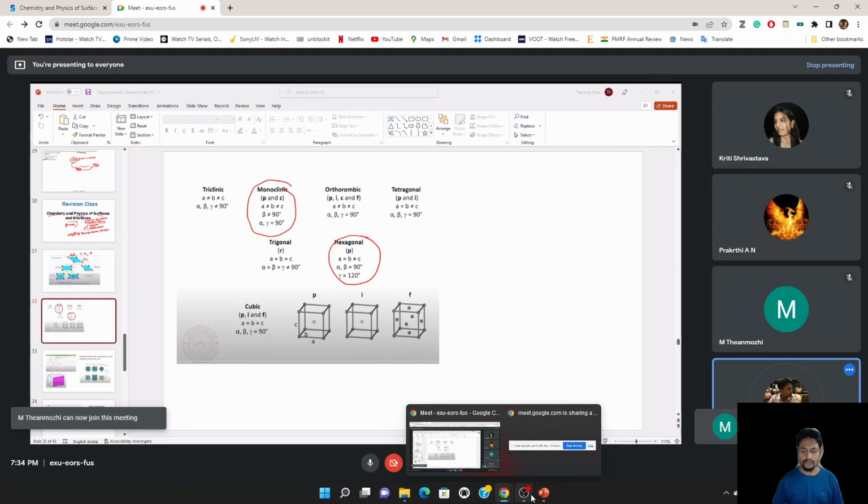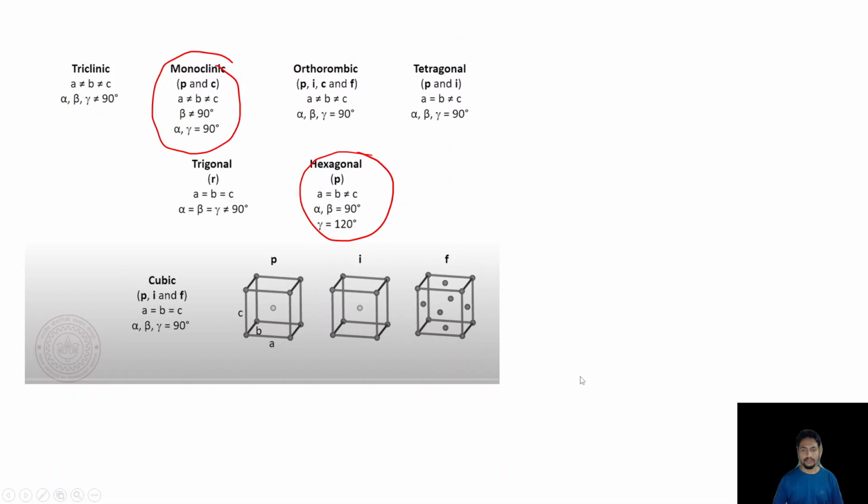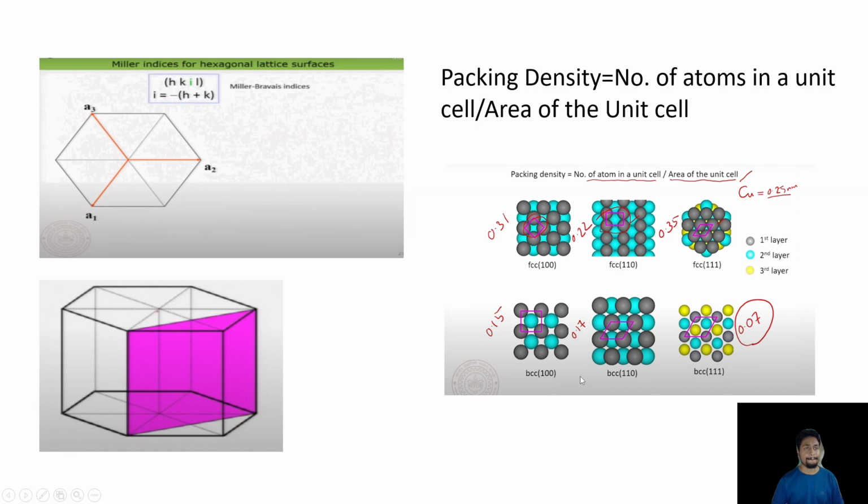Okay. So after that, what I want to tell is, I already told in the first problem solving session, session one, first class, how Miller indices of a normal plane can be done, how Miller indices for an HCP, the hexagonal close pack system, can be done.